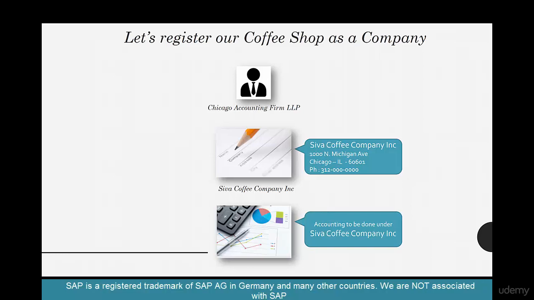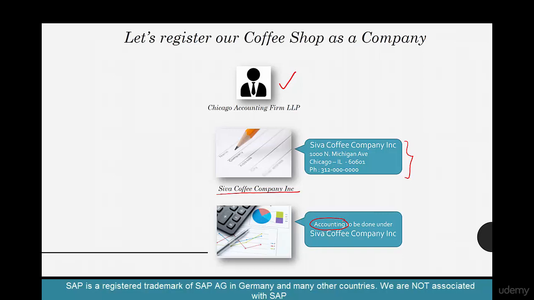So as soon as I start my coffee shop, what I'm going to do is call my accountant, give him the name of my company, and give him my address, and ask him to register it with the government as a company. So say Chicago Accounting is going to register my company as Siva Coffee Company Incorporated at this address, blah, blah, blah, Michigan Avenue, Chicago, Illinois. And going forward, all accounting should be done under the Siva Coffee Company Incorporated.